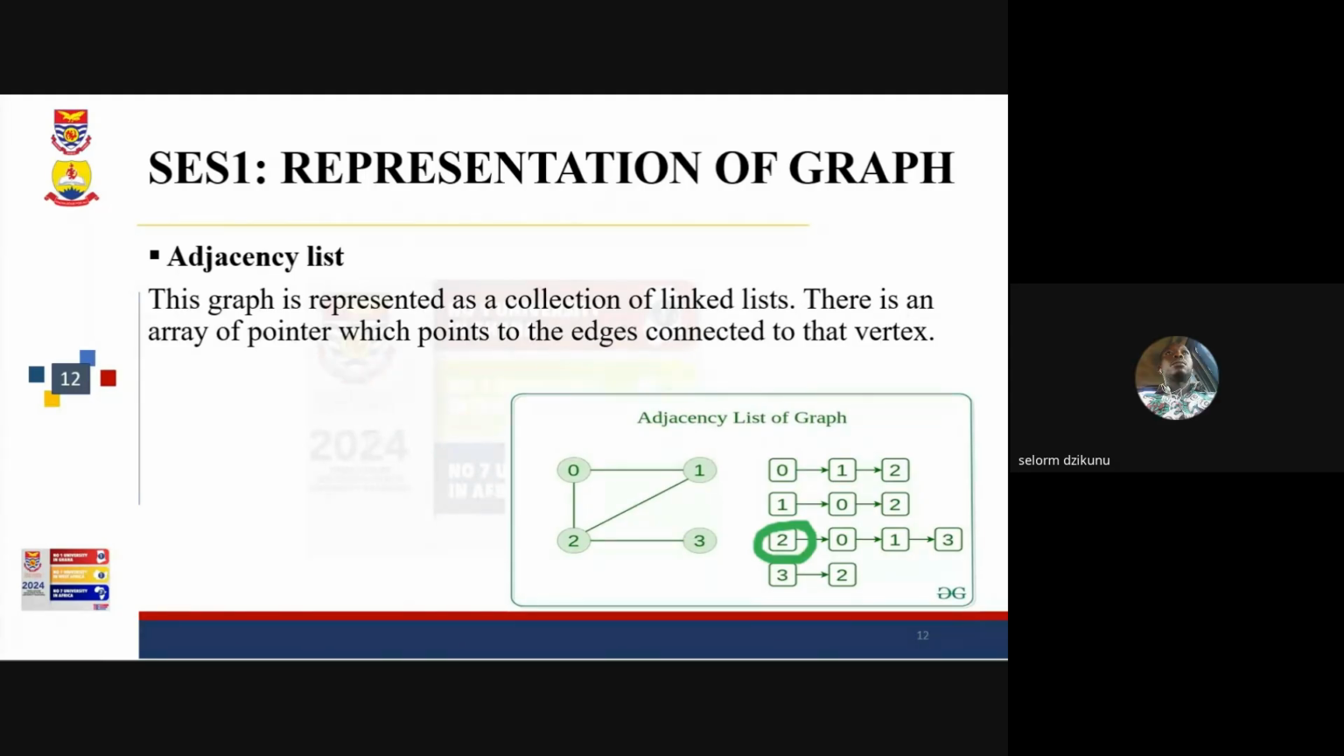Okay. Understood now. And to add a little to it, the arrow does not actually show a direction, but rather an array of pointers. Exactly. So it is pointing to the various nodes that 2 can be connected to. Okay. All right, sir. Very well understood, sir.